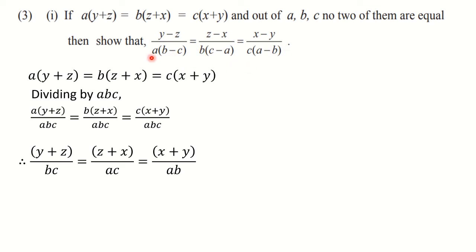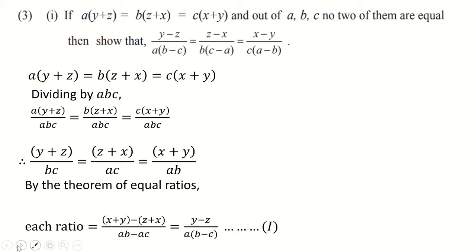So here you can see, if we expand this, you will get AB minus AC. So see, this is AB and this is AC. These two are subtracted. That means the theorem of equal ratios is used. So we will also make use of the theorem of equal ratios. Okay, so by using that theorem on equal ratios, we can write down that each ratio is equal to, as I have said, I want AB minus AC. So I wrote AB minus AC in the denominator.